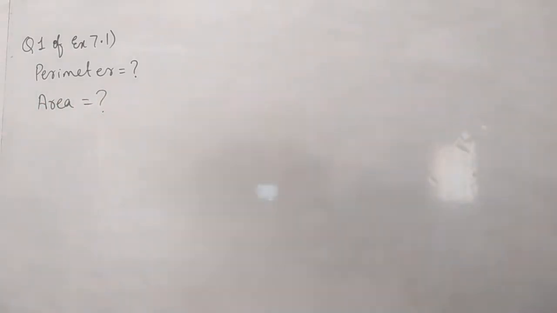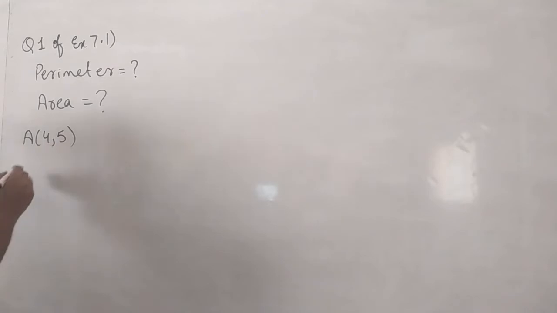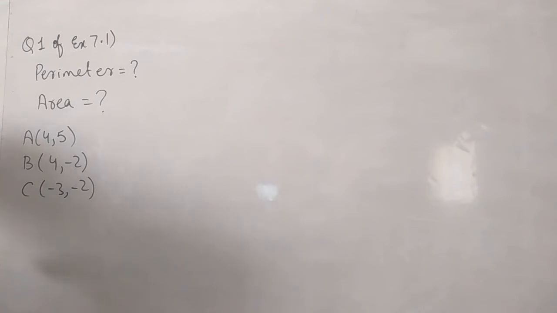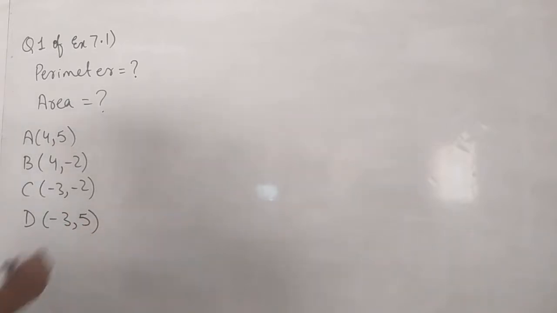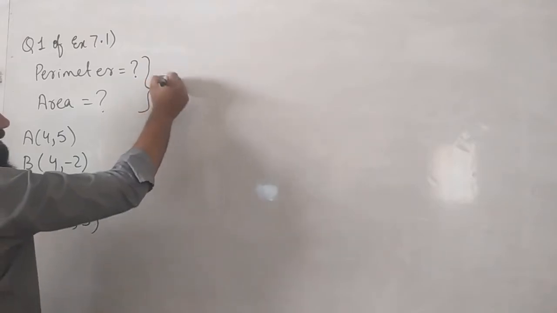Okay, we have to find the perimeter and the area of the given figure, and the coordinates are given: A is (4, 5), B is (4, -2), C is (-3, -2), and D is (-3, 5). They are telling us to find the area and the perimeter of the shape which they have given us, which is a rectangle.